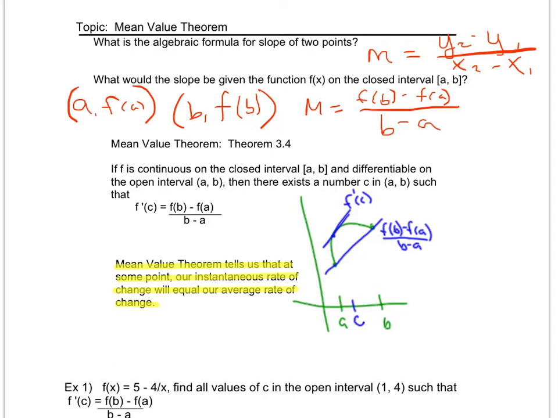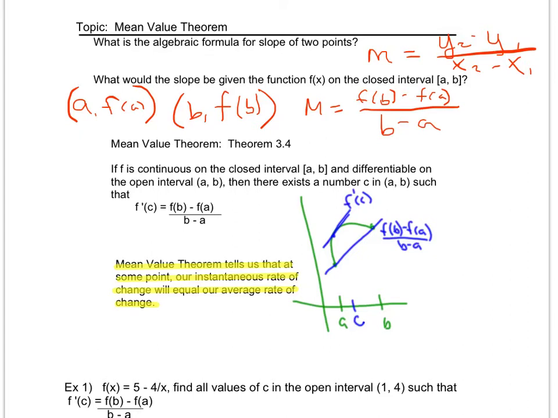It says as long as we have a function that's continuous on a closed interval, call it a b, and as long as it's differentiable on at least the open interval, it doesn't necessarily have to be differentiable at the endpoints, then there is some number, some x value in your interval, say we call that x value c, where the derivative is equal to your slope formula, f of b minus f of a over b minus a, right here.